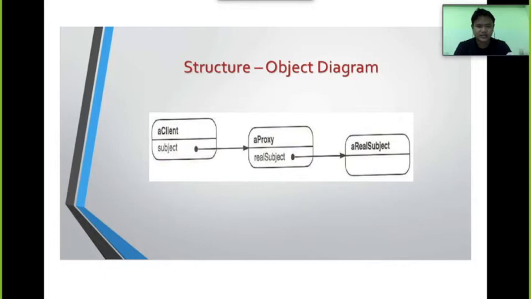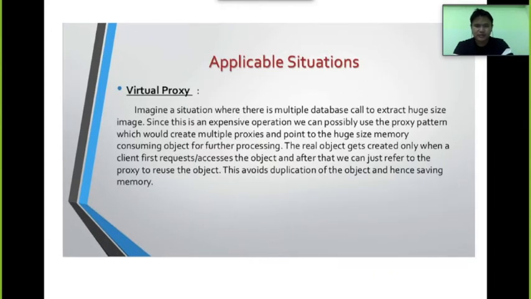So this is the object diagram. We have a client, we have a proxy, we have a real subject. The proxy and subject are interconnected, and the proxy represents this real subject and delivers it to the client side. So the proxy is the intermediary between the client and the real subject.